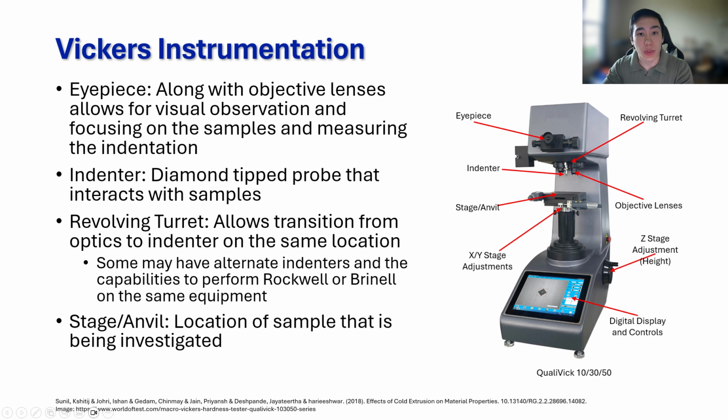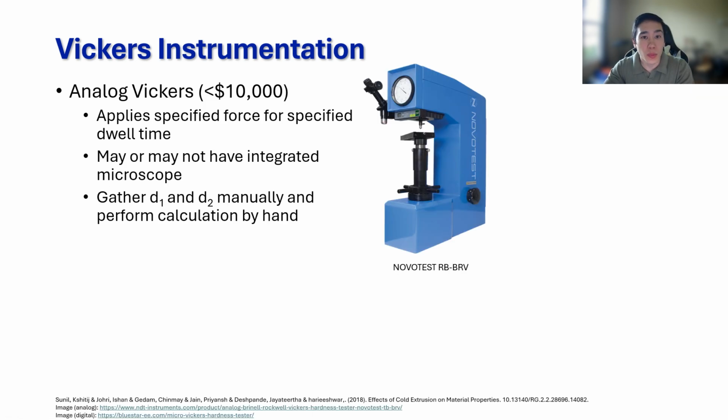The stage is where the sample is rested for testing and comes equipped with lateral and height adjustments, and sometimes tilt adjustments as well. Here we have the basic analog version of a Vickers hardness tester. It gives the analog readings of force and dwell time, and the user is required to calculate the hardness value themselves. They often come with a microscope with at least one magnification. However, the least expensive can be as low as $3,000 without any microscope integrated, meaning the measurements would have to be done on another piece of equipment.